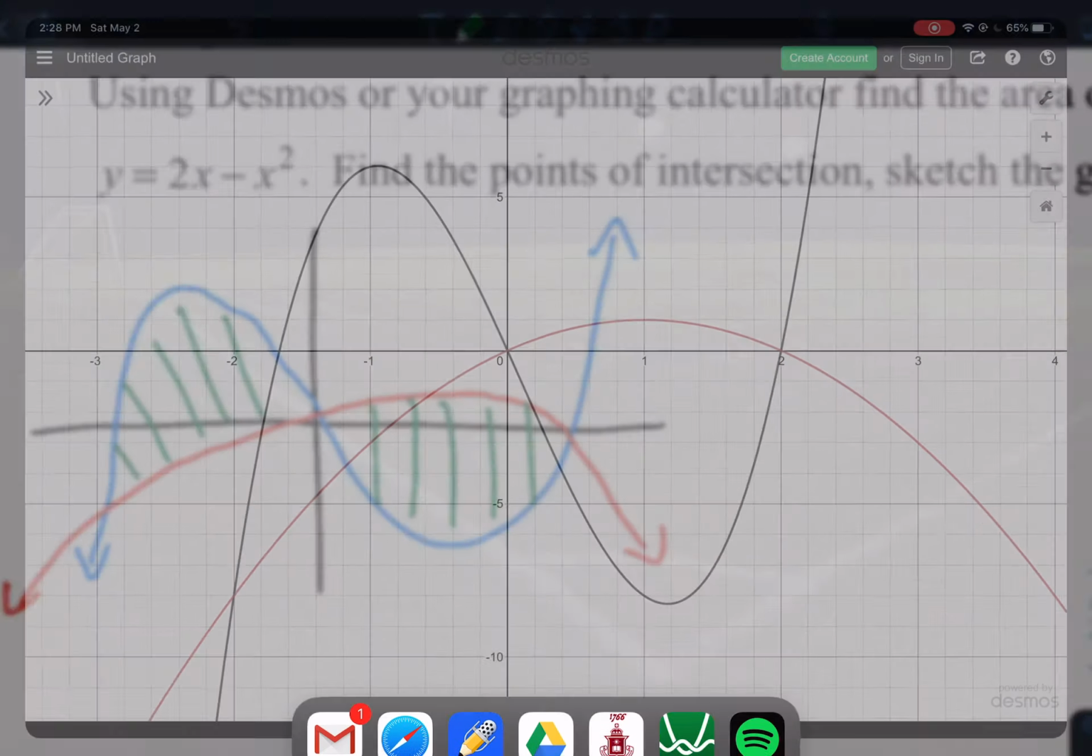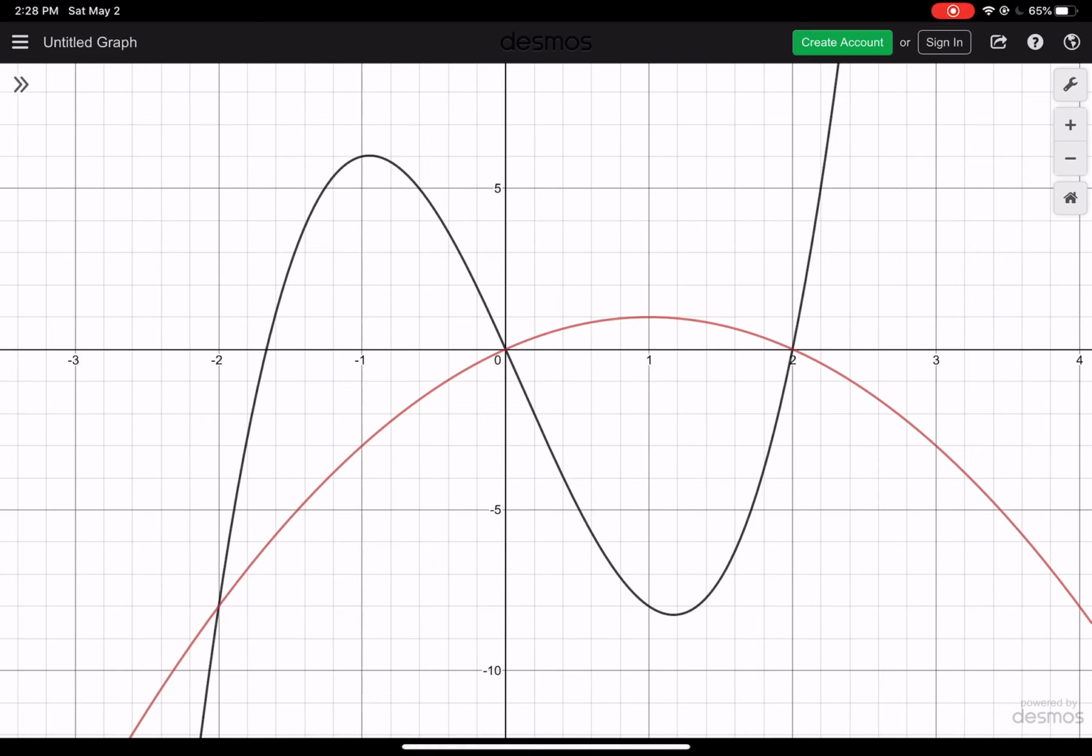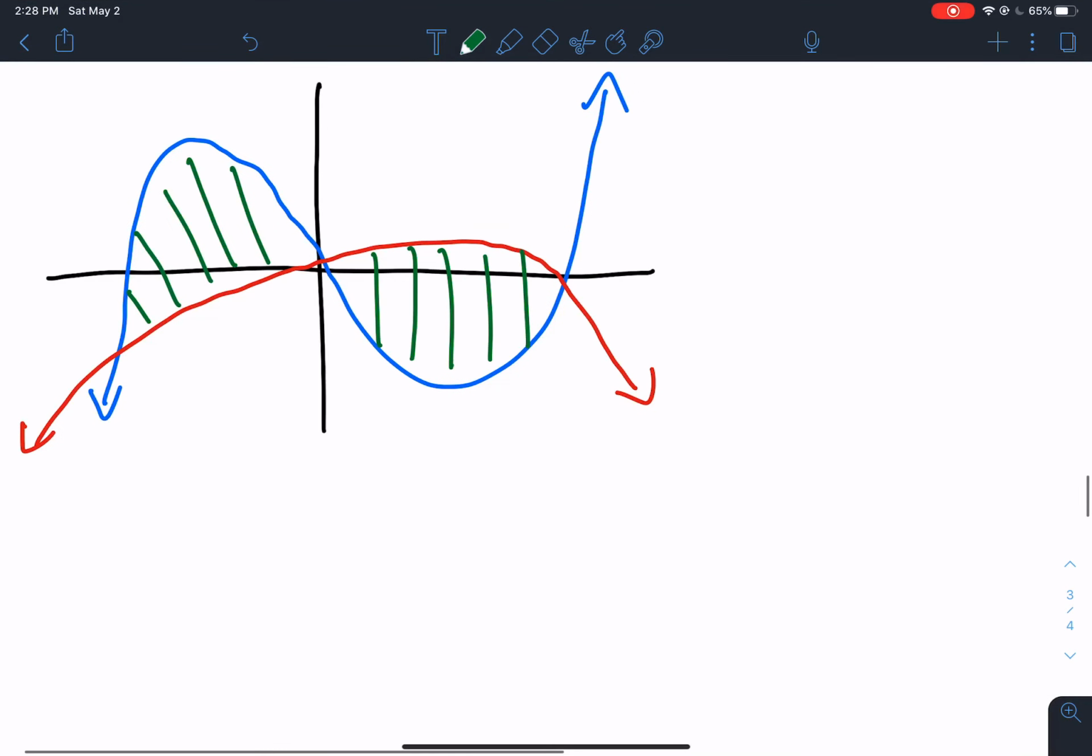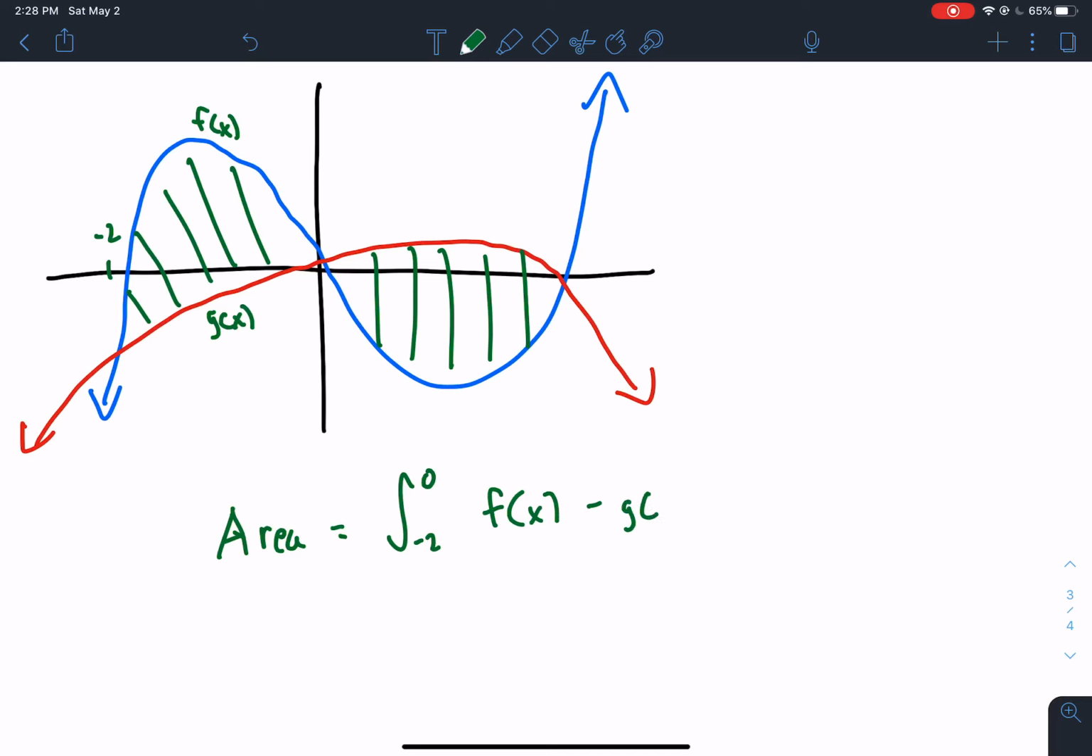So if you look back on Desmos, to figure out where they're equal, just touch on where they intersect. So for the first one, I'm going to go from -2 to 0. So this is -2, that's 0. So the area is going to be -2 to 0, and we called this one f of x, and we called the red one g of x. So we'll do f of x minus g of x. If you give it a name, you can just write it like that.